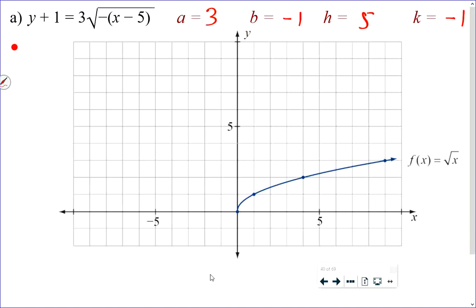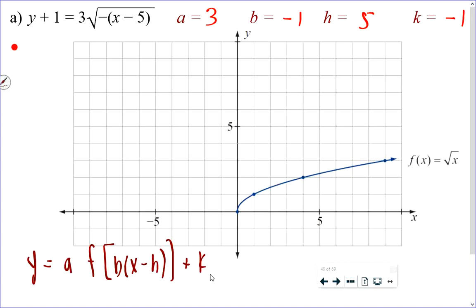Yeah, would you agree? Again, what you're doing is comparing this at the top of the screen to what I've written at the bottom of the screen, knowing that f is the square root. So a is the number in front of the function. The function is the square root, so a is 3. B is the number in front of the x, which is negative 1. Then we have in brackets x minus 5, so h is 5, and k is negative 1.